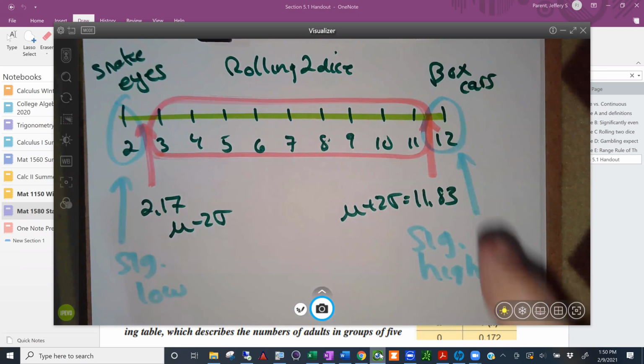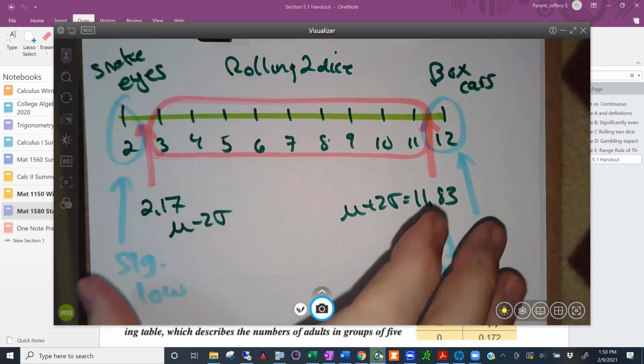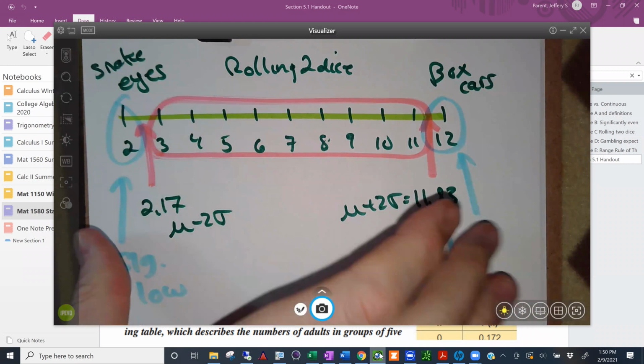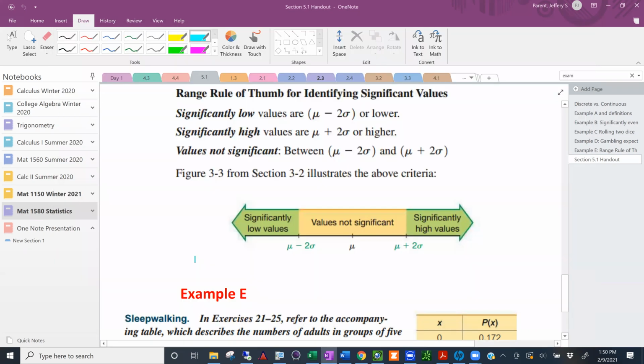Are you able to match these calculations on Google Sheets? And do you understand what it's telling you here? Okay, I'll take that as a yes. Thanks for the endorsement. Yeah, so we have significantly high and significantly low values.